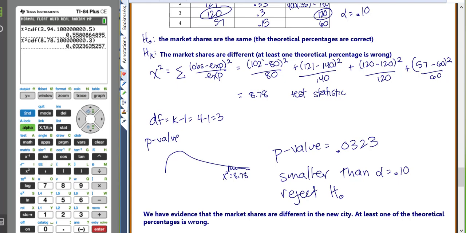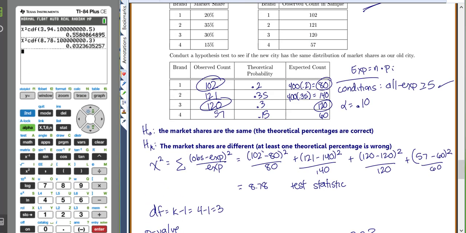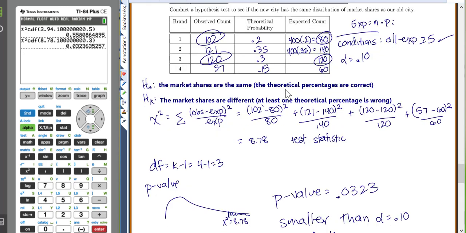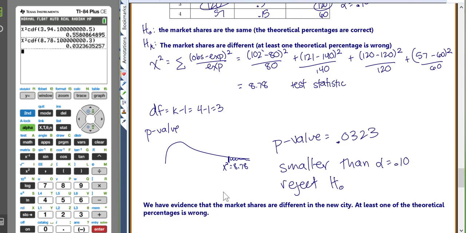Okay, but I can tell from looking up above, I could guess that it's probably 1 and 2 that are the wrong percentages, because those observed and expected counts seem the farthest away. However, that's not what the actual test tells me. That's just what I'm figuring out with my logic.